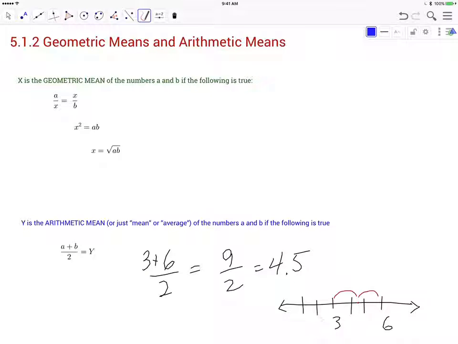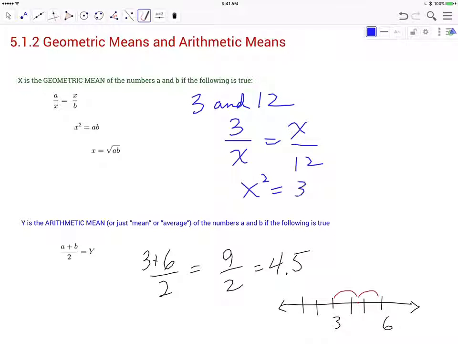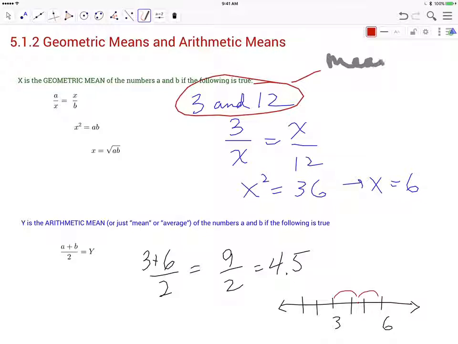So the geometric mean of 3 and 12 would be figured out this way. 3 is related to x the same way that x relates to 12. Well, that means that x squared is equal to 36, and that means that x is 6. Now, to think about the average of 3 and 12, the arithmetic mean is 3 plus 12 over 2, better known as 7.5. So again, we think on a number line a little bit.